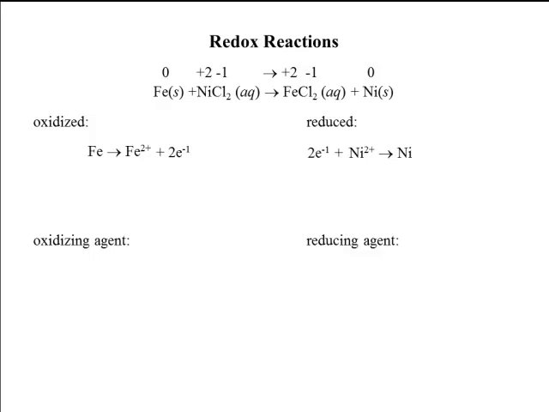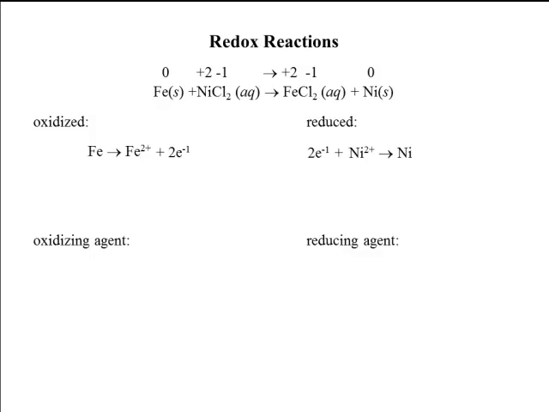Now to check it, remember in reduction, we're gaining electrons. That means the electrons should be on the reactant side, which they are here. The next step would be to make sure the number of electrons equal each other, which they do. So those will cancel out. And then we'd add those half reactions together. Well, that gives us the overall equation that we see up top.